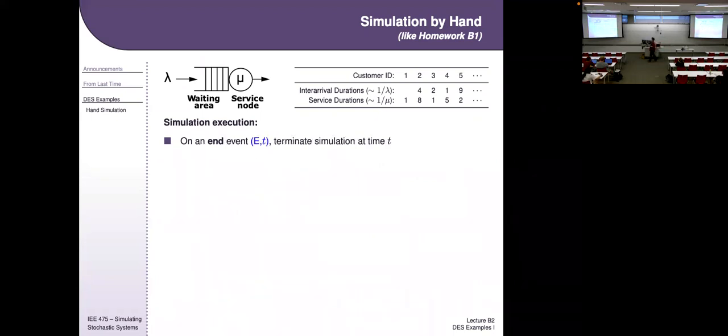Okay. So then the easiest event to process, the end events. So if the next event in the FEL is an end event, we basically terminate the simulation at time t. And if we wanted to do any post-processing, like to calculate averages, we could do that then. I'm not asking you to do that for the homework problem, and so in this case, you just stop. You don't even add another line to the simulation table. So that's what I'll show you in this example here.